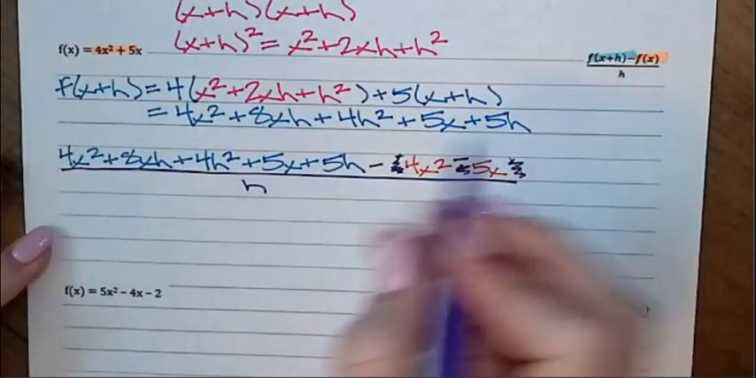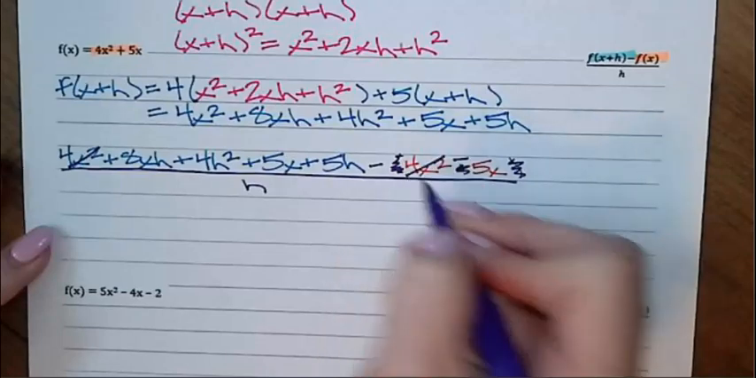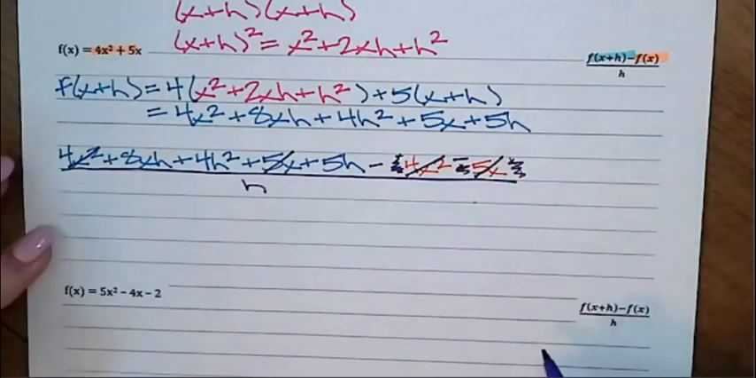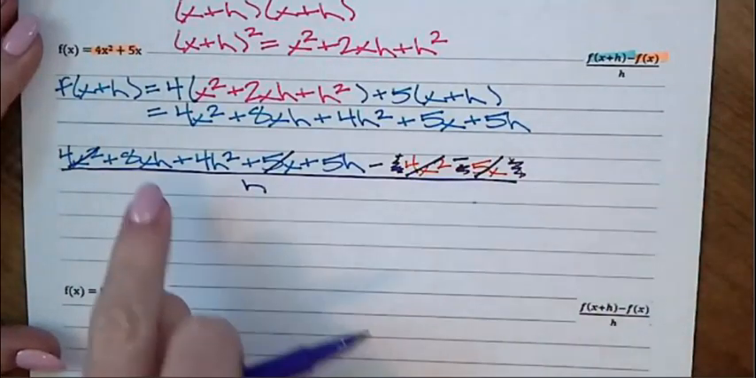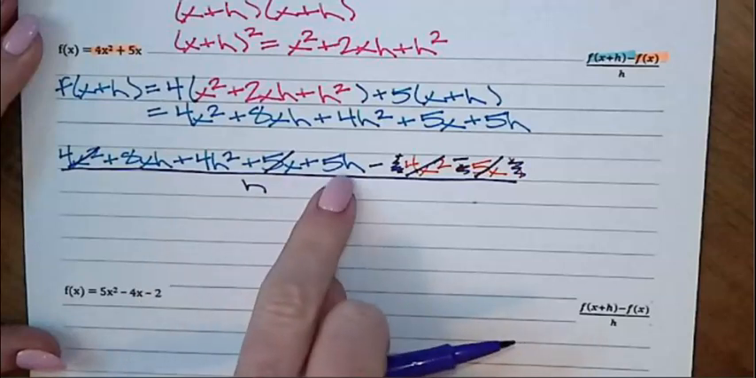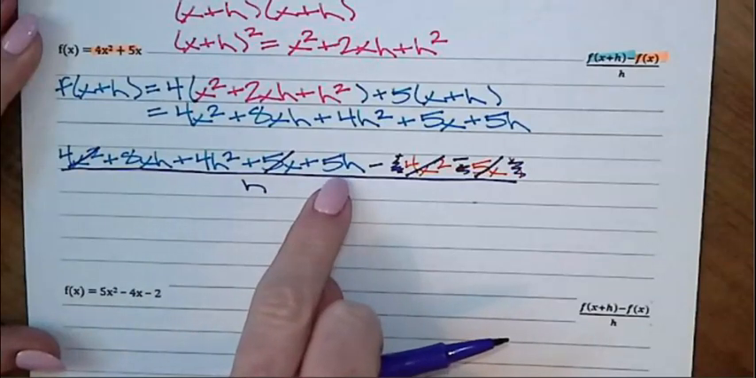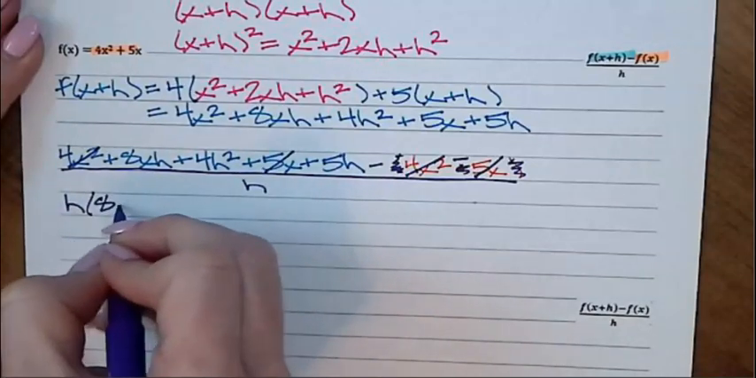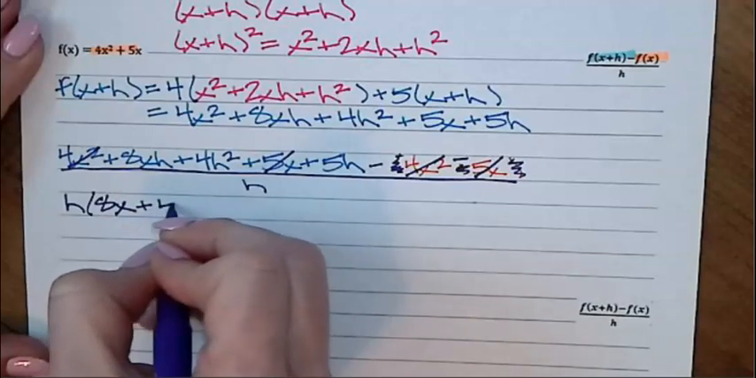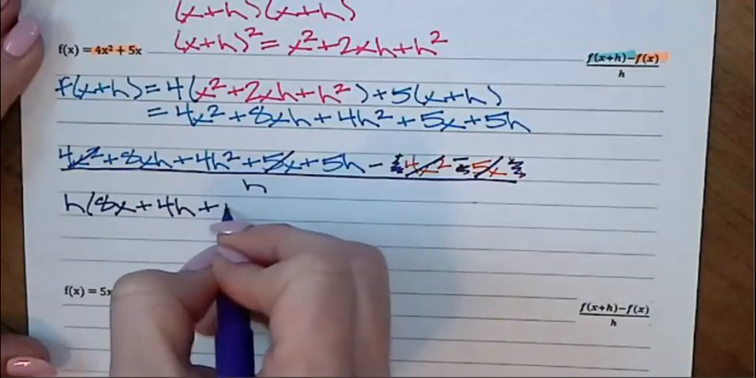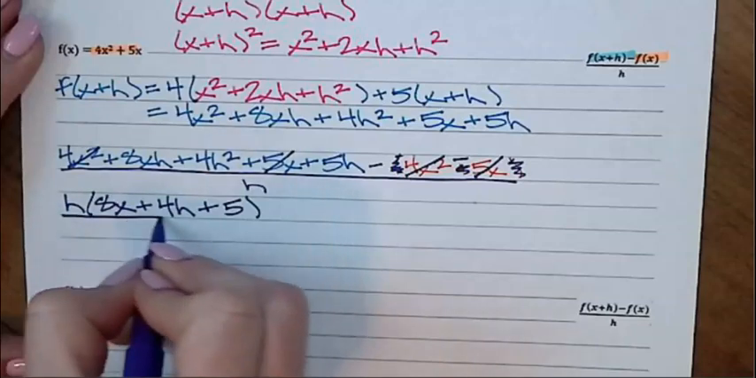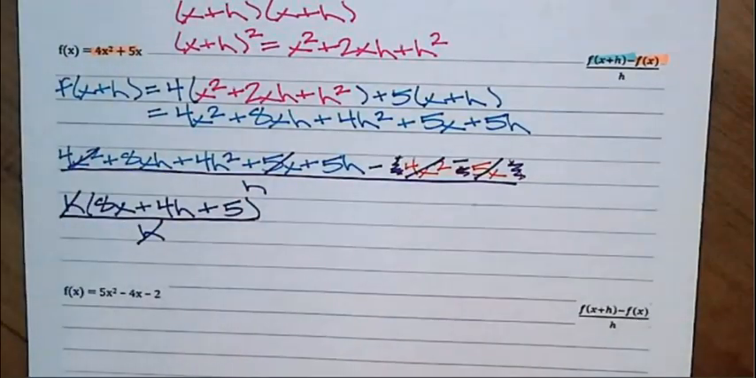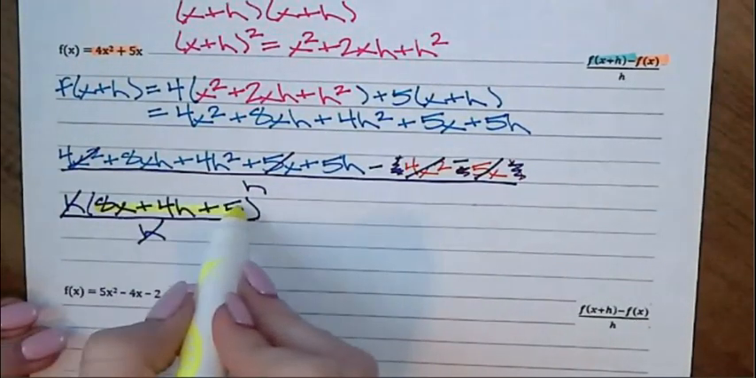Then I'm going to look at what I can cancel. I have a positive and a negative 4x squared. I have a positive and a negative 5x. So kind of notice the pattern here. Then notice all of these 3 guys that are left have a common factor of h. So I can put an h out front, and I'll have 8x plus 4h plus 5 all over h. And so those guys cancel, and this is my answer.